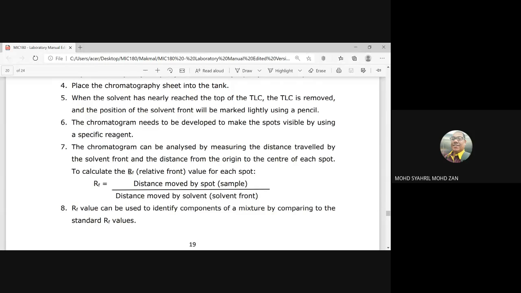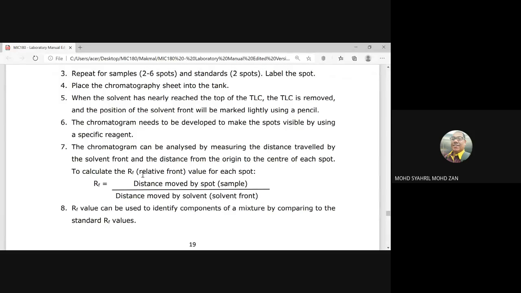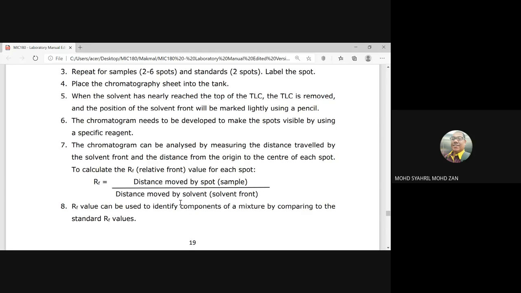So to calculate the RF value, or retention factor, for each spot, we need a special formula. RF equals the distance moved by the spot. Okay, distance moved by the spot of the sample tu, dia akan bergerak, ada pergerakan daripada kita punya titik pertama ke titik akhir, right? Dibahagikan dengan kita punya pergerakan solvent tu. Distance moved by the solvent. Right?